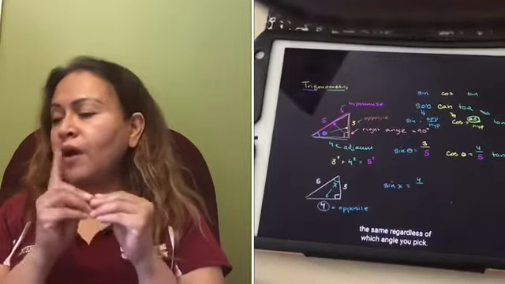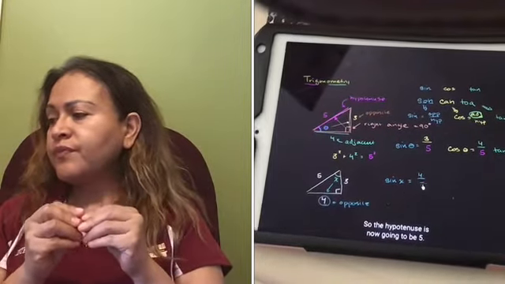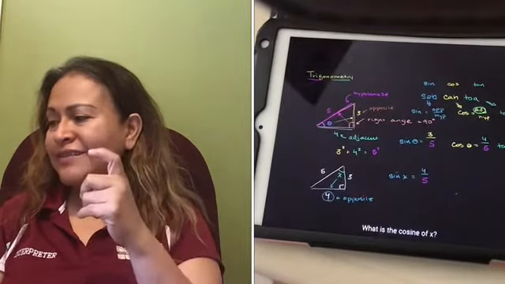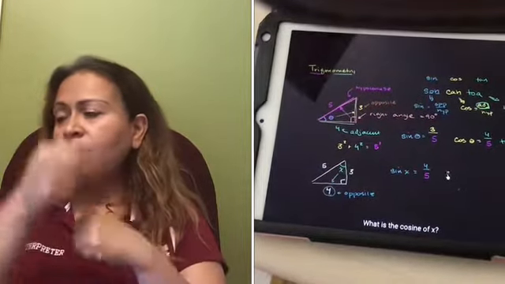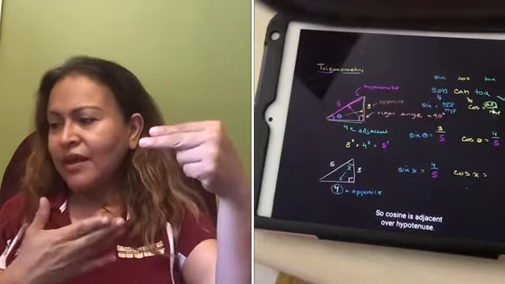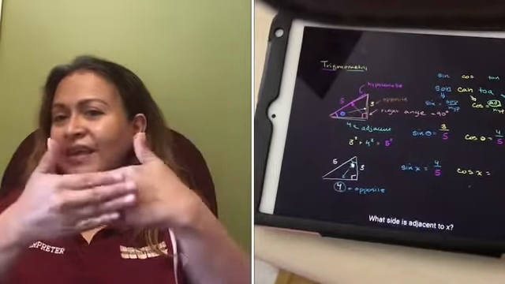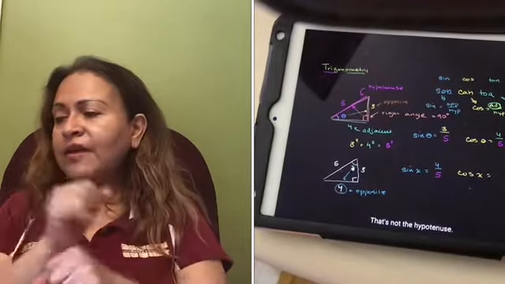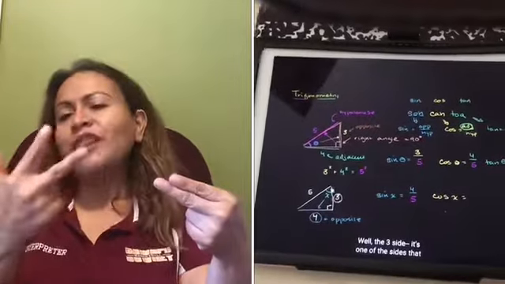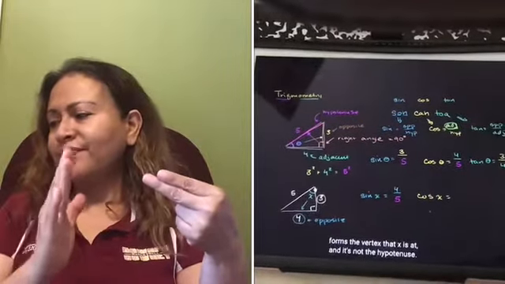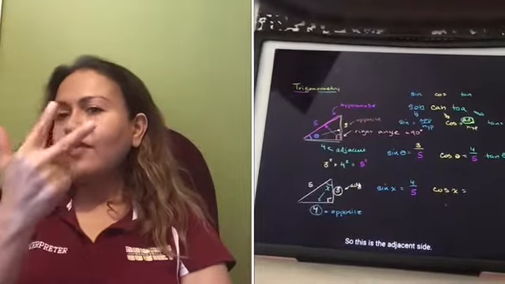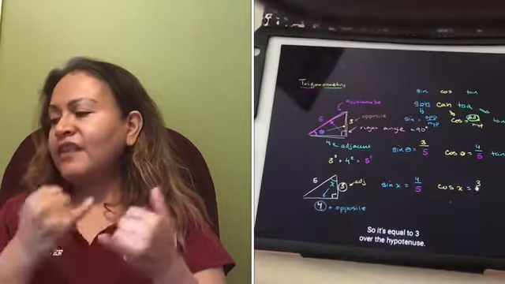Now let's do another one. What is the cosine of x? So cosine is adjacent over hypotenuse. What side is adjacent to x? That's not the hypotenuse. You have the hypotenuse here. Well, the 3 side. It's one of the sides that forms the vertex that x is at, and it's not the hypotenuse, so this is the adjacent side. So it's equal to 3 over the hypotenuse. The hypotenuse is 5.